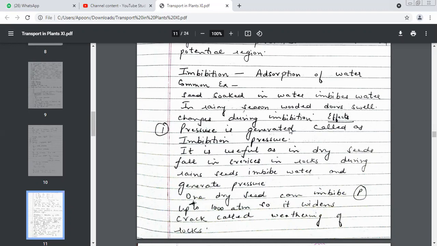It is very useful. I'll tell you how this imbibition pressure is useful. See, beta, you know how soil is formed? In geography, you must have done. How soil is formed from weathering of rocks. Anybody can tell me how weathering of rocks takes place and then soil is formed? Geography, 8, 9. Okay, let me take up a word, crevices. What does the word crevices mean?